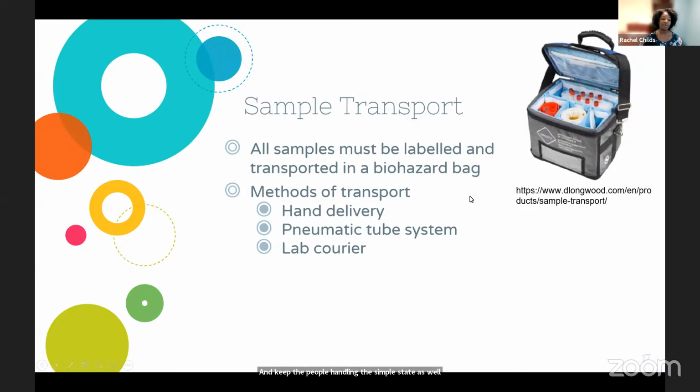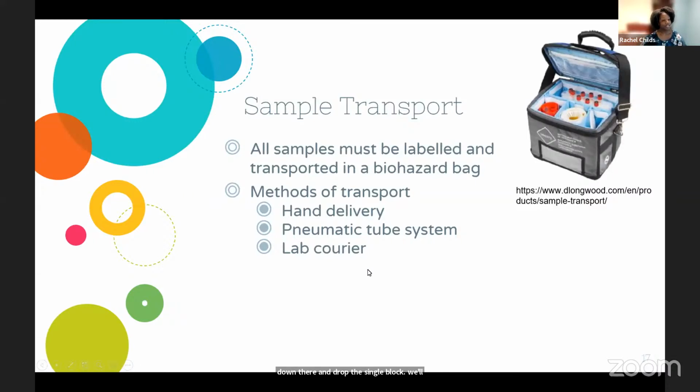There are different ways that we can receive the samples in the laboratory. If you're in a hospital setting, nurses or anyone can drop the sample off by hand delivering it to the laboratory. We also have what's known as a pneumatic tube system. If you're in a large hospital system and you're several floors away from the laboratory, and that hospital has a tube system, they can just tube the sample to the laboratory. They don't have to walk down there and drop the sample off.